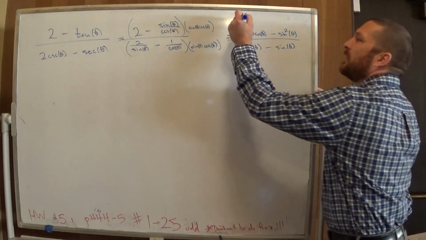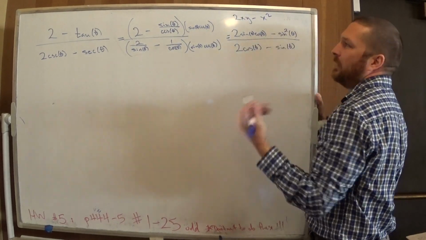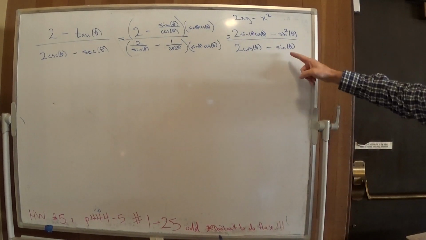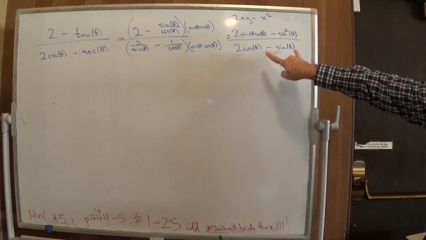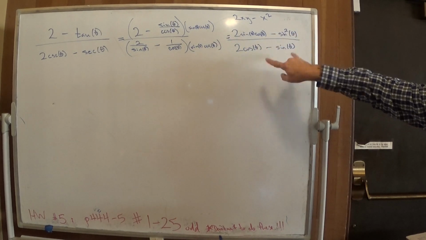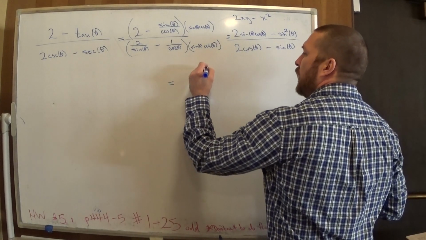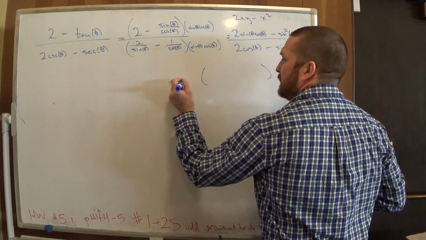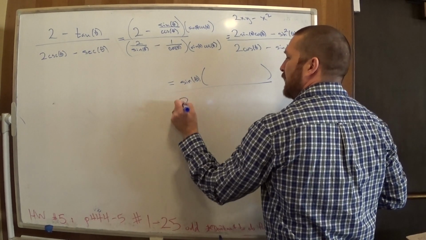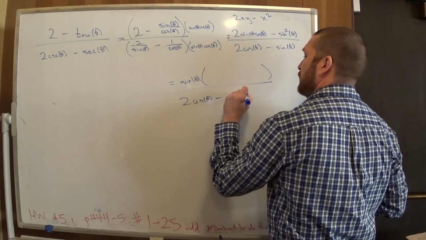You could think about this as like a 2xy minus x squared, say. Well, I guess I could get an x out of there. Do I want to do that? I don't know, but I could see right here that if I do, what's left over will be nice. So that's what I'm going to do. Let's factor one sine out of the top. There's one sine theta that pops out. I'm going to leave the bottom alone: 2 cosine theta minus sine theta.